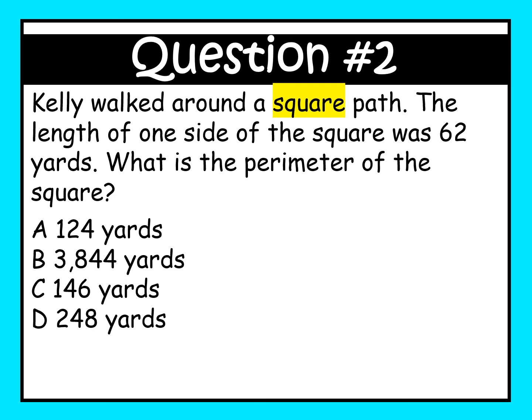Question number 2. Kelly walked around a square path. The length of one side of the square was 62 yards. What is the perimeter of the square path? You have 45 seconds to solve this problem.